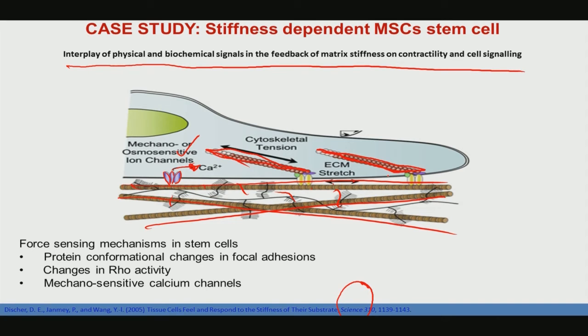Now, this force sensing mechanism in stem cells essentially takes place either by protein conformational changes in the focal adhesions. Now, these are the focal adhesions, that is a cluster of some biological molecules at the interface of the cell and substrate. These focal adhesions are important for cell adhesion and cell migration. So, this force sensing mechanism is actually the origin for this stiffness dependent MSC differentiation.